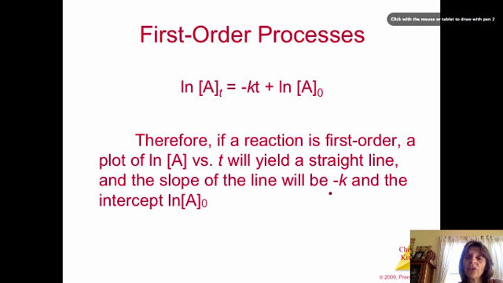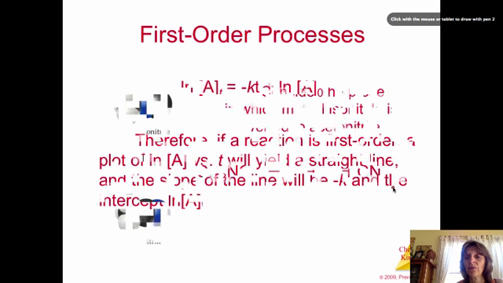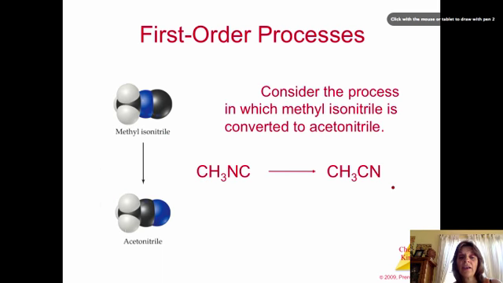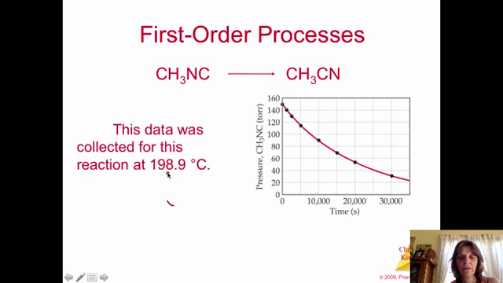If you have a first order reaction and you plot the natural log versus time, you get a straight line, and the slope will be negative k, and the intercept the natural log of the initial concentration. So here's an example of that kind of reaction. We have methyl isonitrile changing into acetonitrile. Kind of a cool reaction because look, all that happens is the N and the C change position. So the data that you could gather directly would give you that lovely change in concentration over time, and you get a nice curved shape.